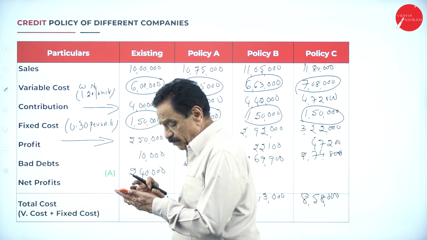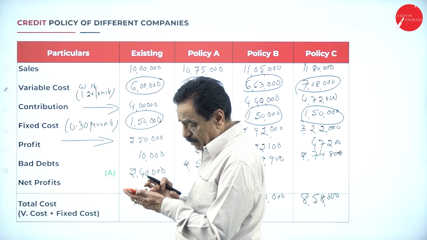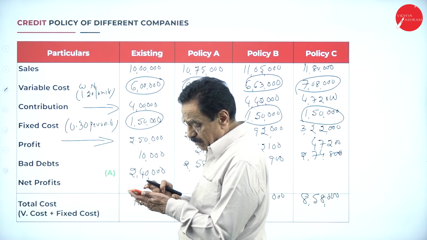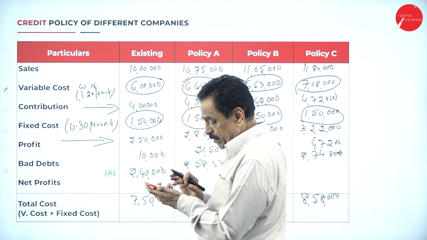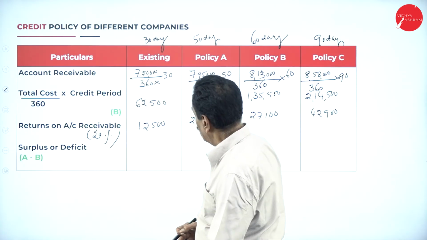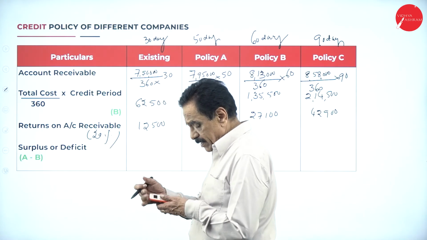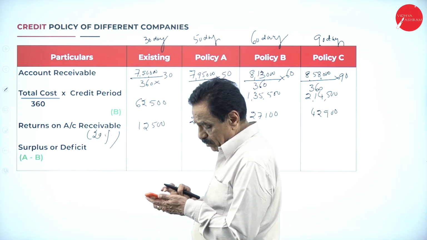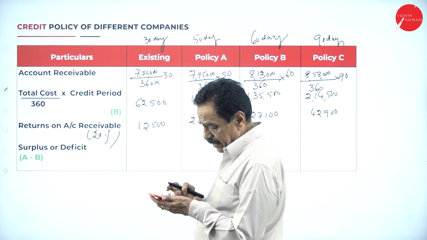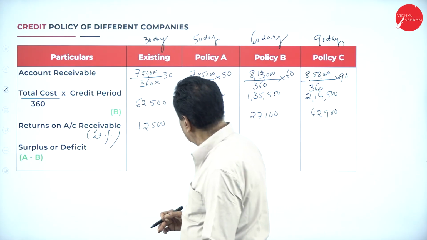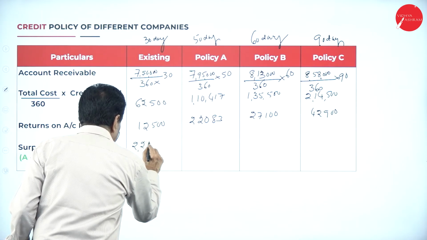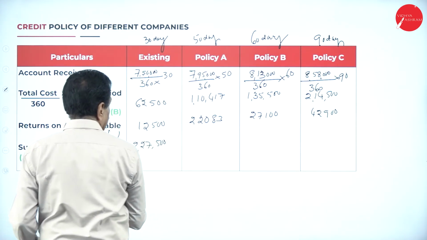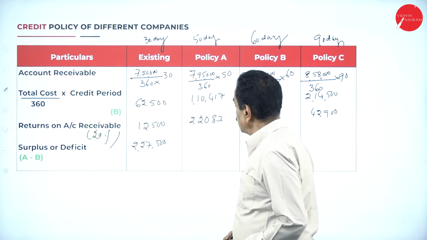Now, your net profit is 2,40,000 minus 12,500, which is 2,27,500. This is the surplus.